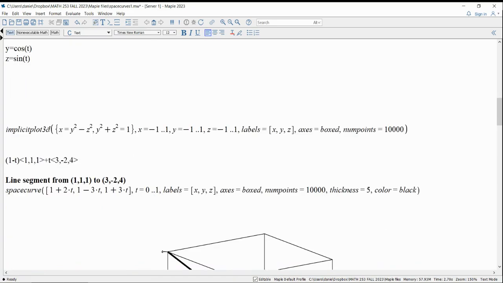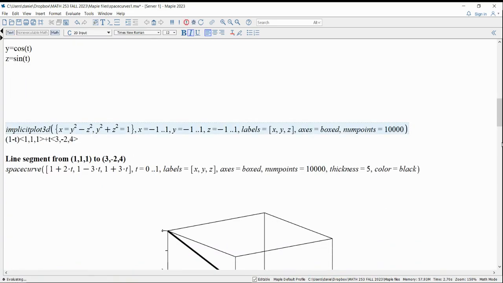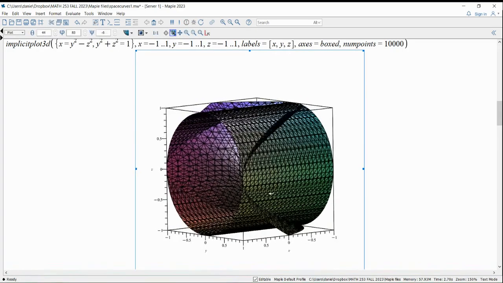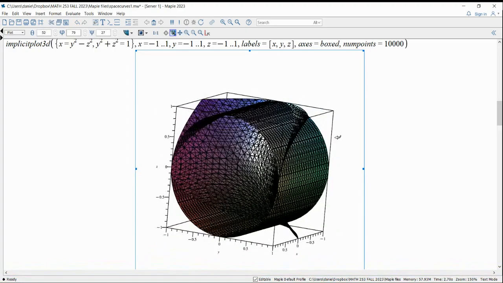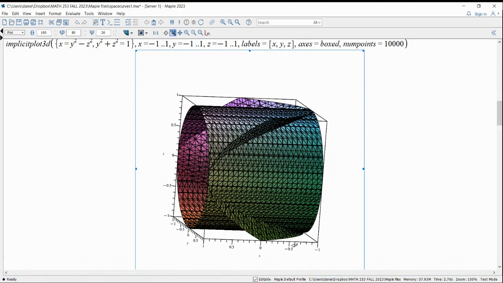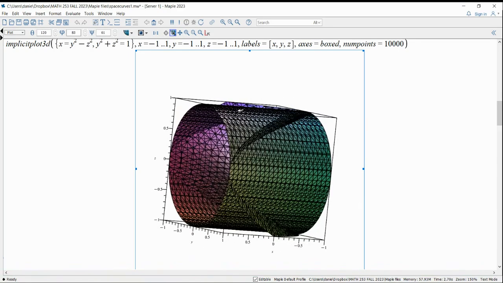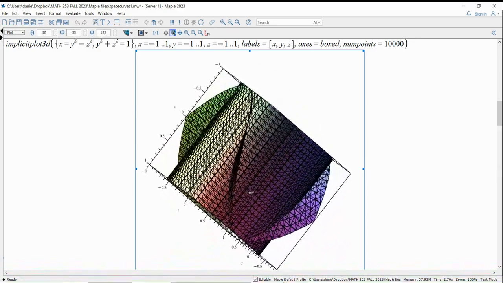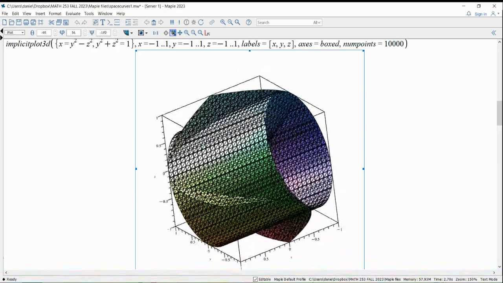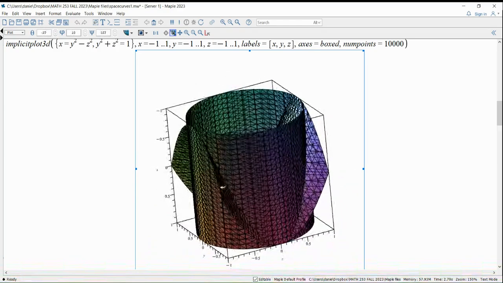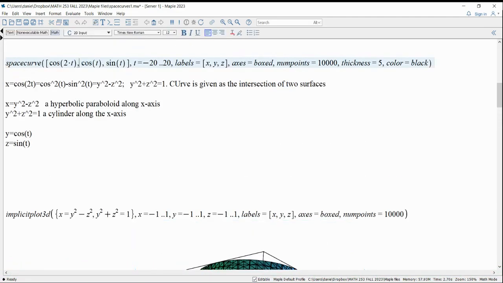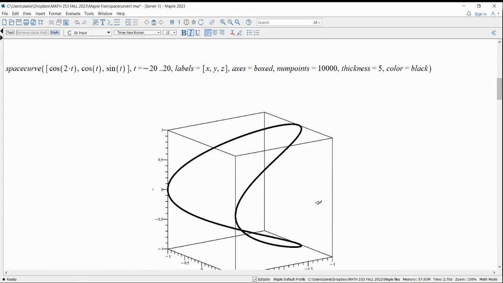So let's look at these two surfaces together to see how they actually generate a curve at the intersection between the two. All right, so I hope you see the saddle kind of shape, the hyperbolic paraboloid along the x-axis over here. And then it's cut through by this cylinder. And if you look at the way they intersect, you can clearly see it forms a closed curve in this particular case. Okay, so if we actually sketch the space curve itself, then we have the confirmation, right?